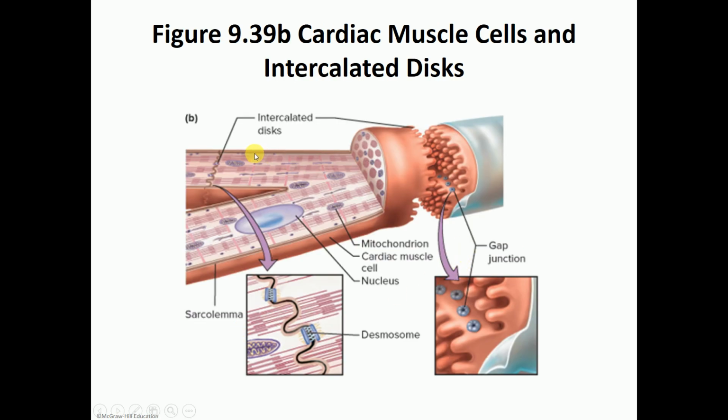Now here you can see the branching of the cardiac muscles. You can see the intercalated discs, and they're kind of like pieces of a puzzle that fit together. And then you can see these little gap junctions. Those are how, again, the impulse will reach all of the cardiac muscle cells very fast in order to contract as one unit.